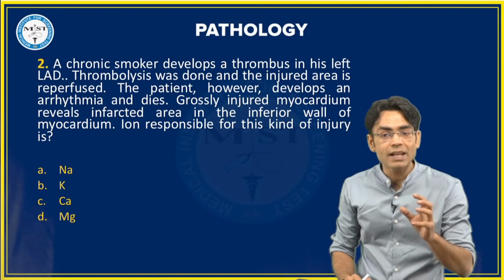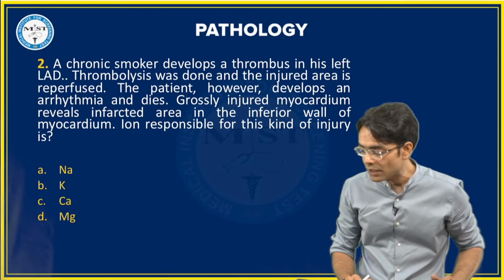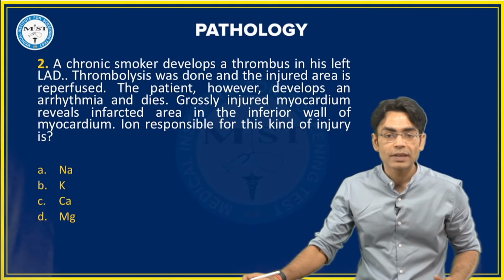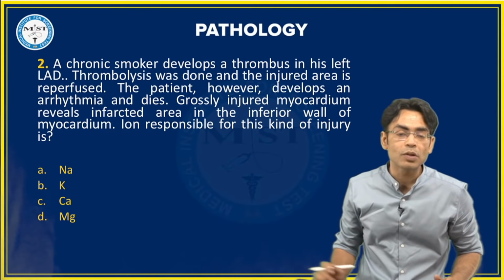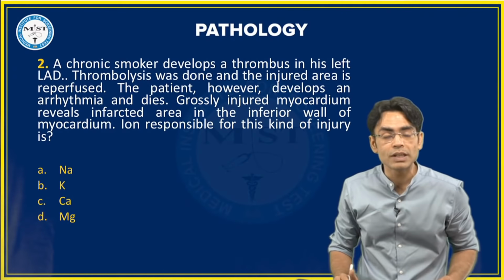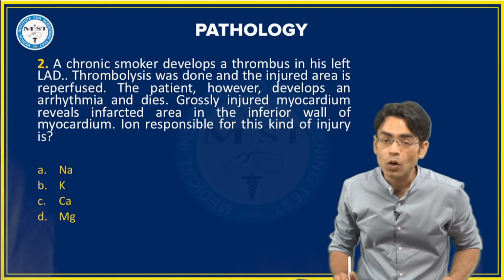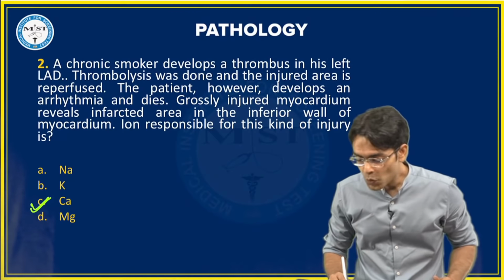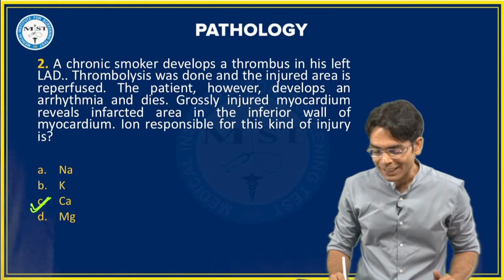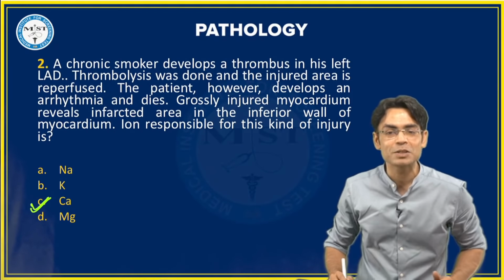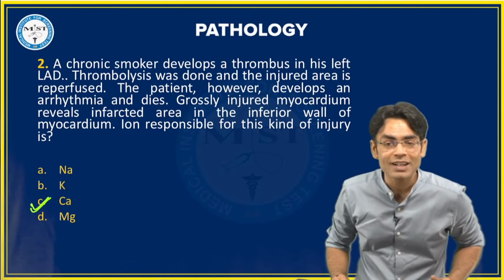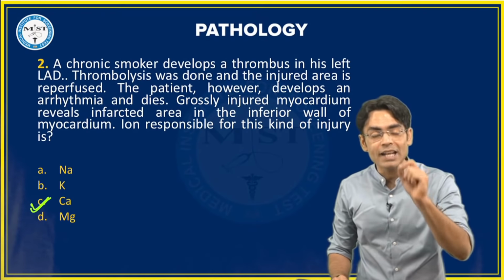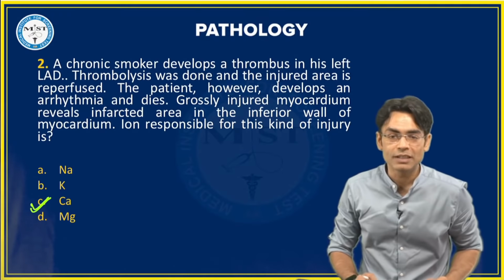What is the ion which is responsible for any kind of irreversible injury? The most important ion, that's always going to be calcium. So the correct answer for this question, kudos to people who have given the option as calcium. This is the most important ion leading to any kind of irreversible injury in our body.